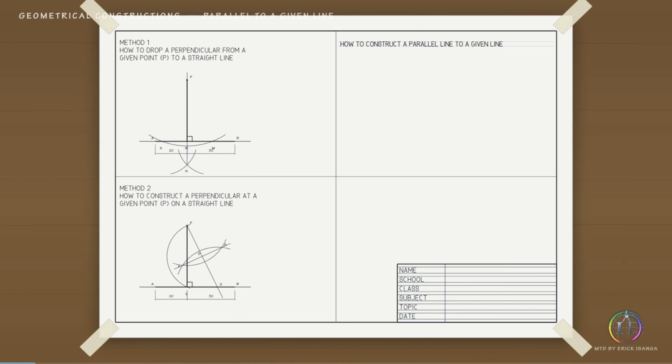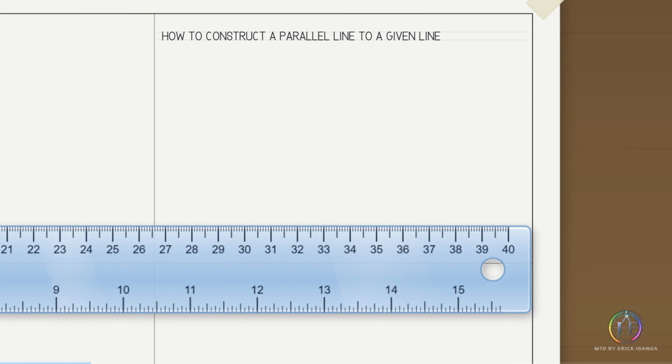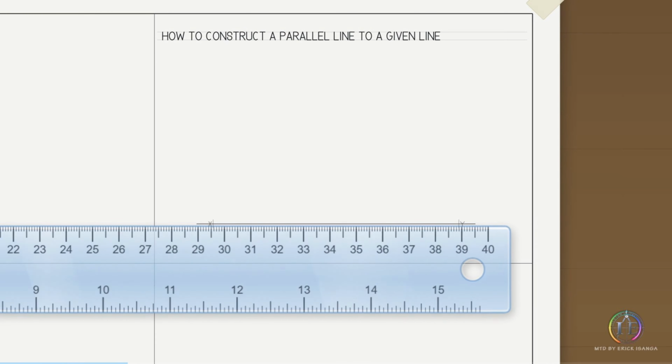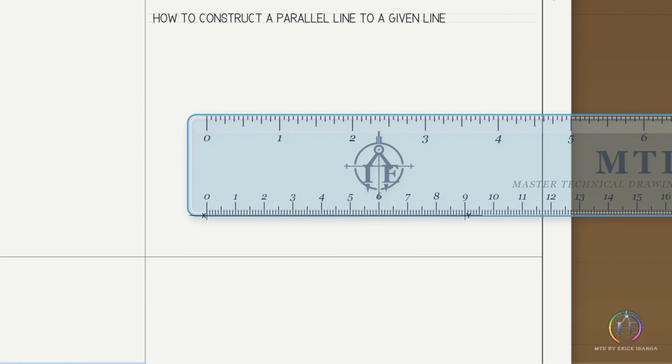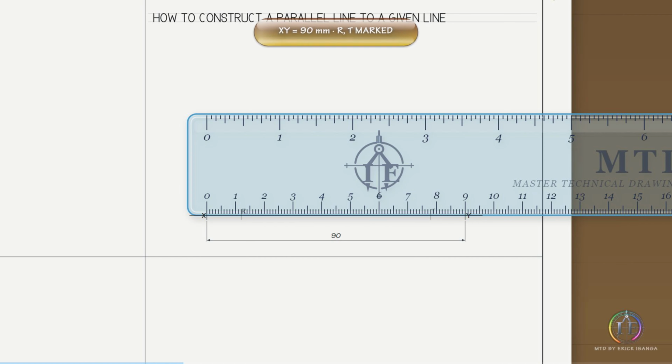We shall now construct a line parallel to a given line in the upper right quadrant. Using the T-square, draw a horizontal straight line. This is the given line XY. Mark the line XY 90 mm long. Mark 2 points, R near X and T near Y.